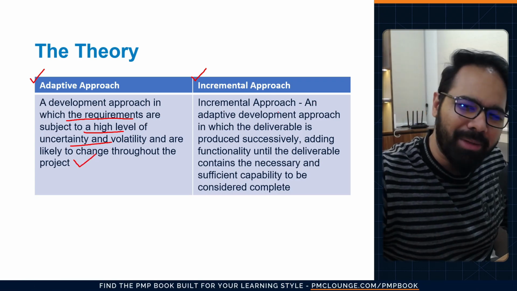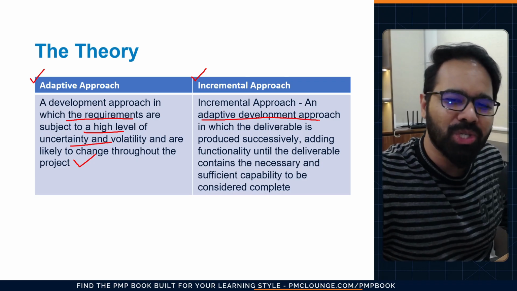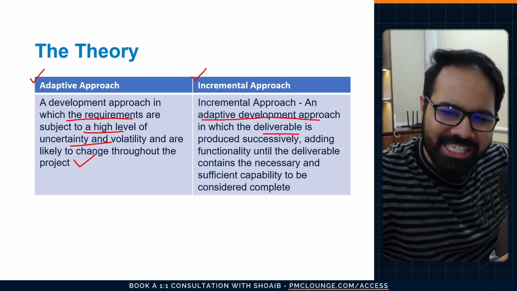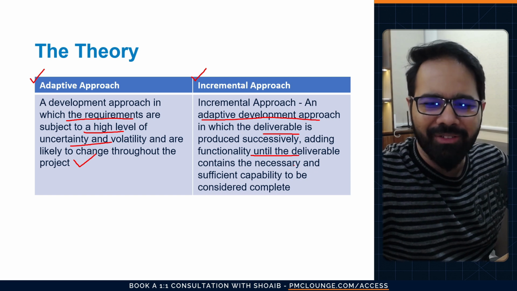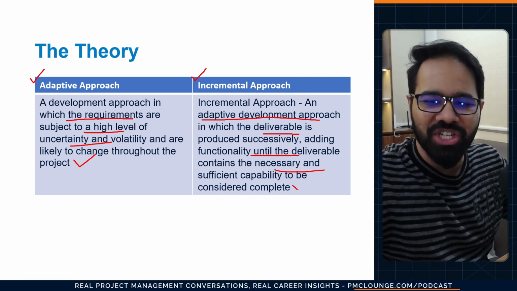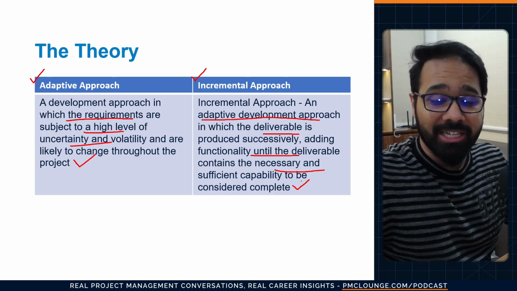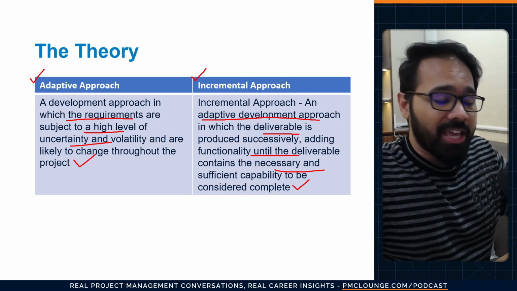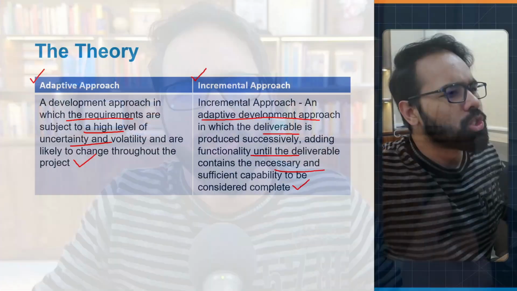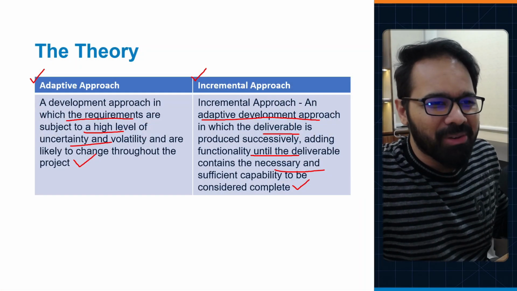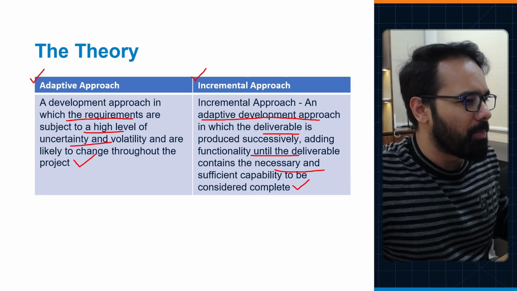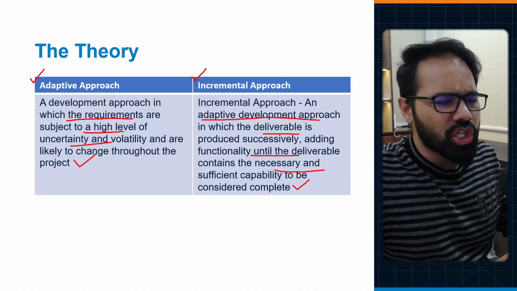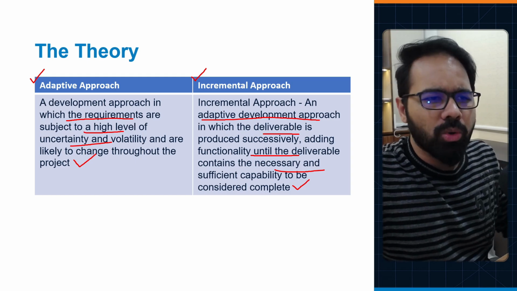And then there's the incremental approach, which is an adaptive development approach itself, in which the deliverable is produced successively, adding functionality until the deliverable contains the necessary and sufficient capability to be considered complete. As I was saying, if it were so easy for someone to just read the PMBOK guide and understand the concepts, I would have never started this YouTube channel. So let's simplify what these two approaches really mean. As I mentioned, these two definitions are straight out of the PMBOK guide.